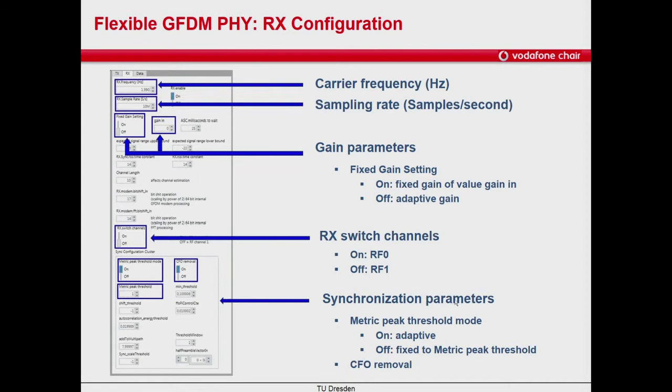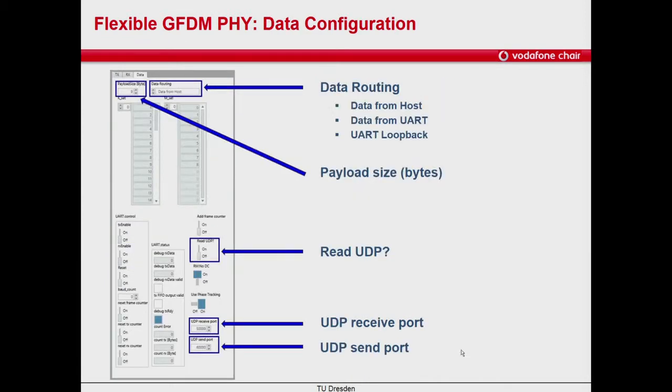Let's continue with the Data tab. Here we can select the payload size in bytes. And with data routing we indicate where the input data to the transmitter comes from. The data can be sent from the host to the FPGA, or can be obtained via UART if the auxiliary input-output port of the USRP is used. We will select data from host.